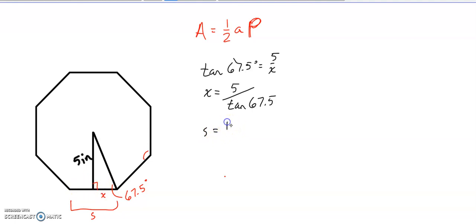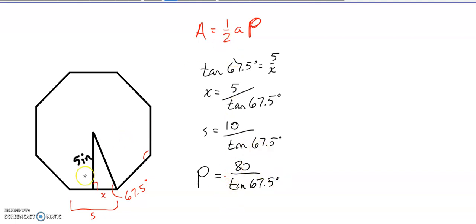So the side length of the octagon is going to be 10 divided by the tangent of 67.5 degrees. And then I'm going to multiply that by 8 to get the entire perimeter. So then the perimeter is going to be 80 over the tangent of 67.5 degrees. I've got the perimeter, I know the apothem, we can get our area.